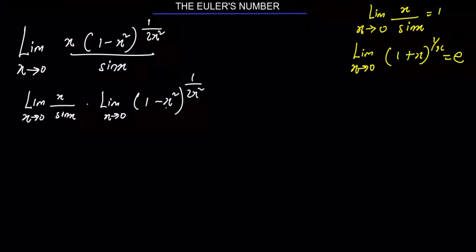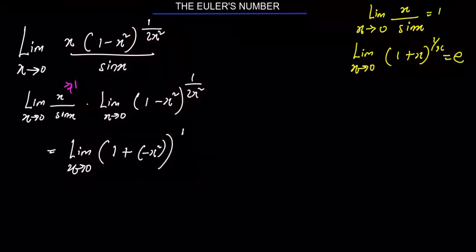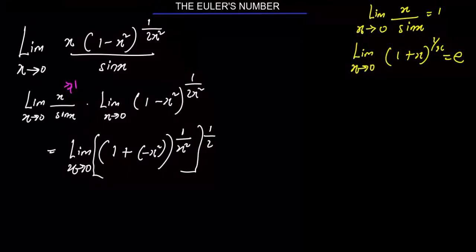Now, you see that I want to use this pattern. So, observe the way I'm going to do this. Remember that this one is equal to 1. This one here is actually equal to 1. So I'll be left with only this fraction here. So I'll be having the limit as x tends to 0 of (1 + (-x squared)) raised to power 1 over x squared, then all raised to power 1 over 2. You observe that I can still go back to what I'm having. So my steps are legit.